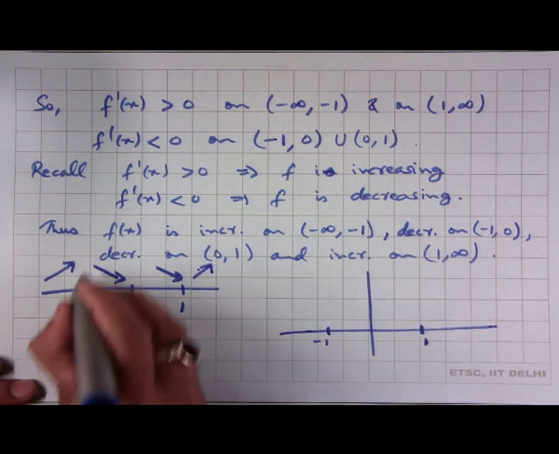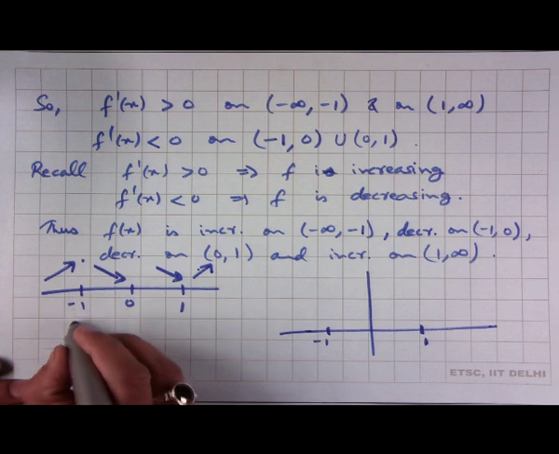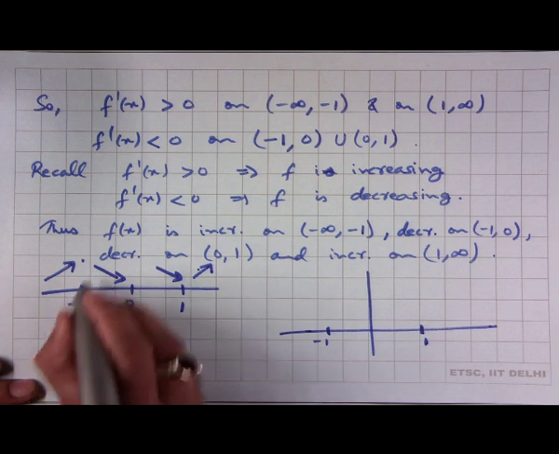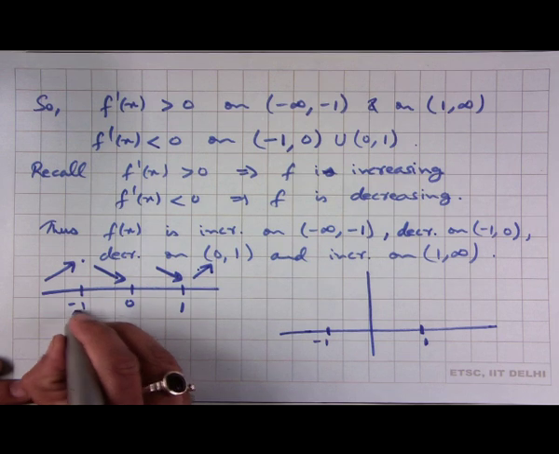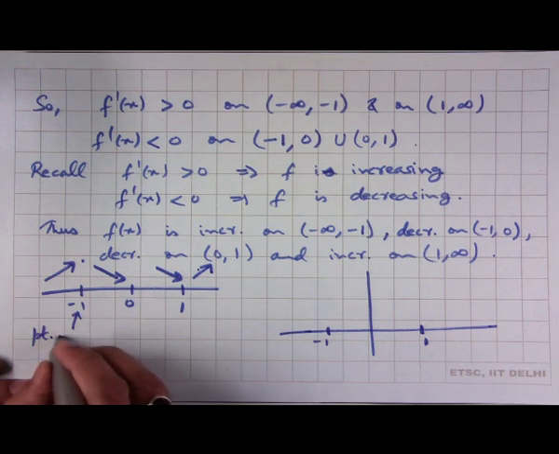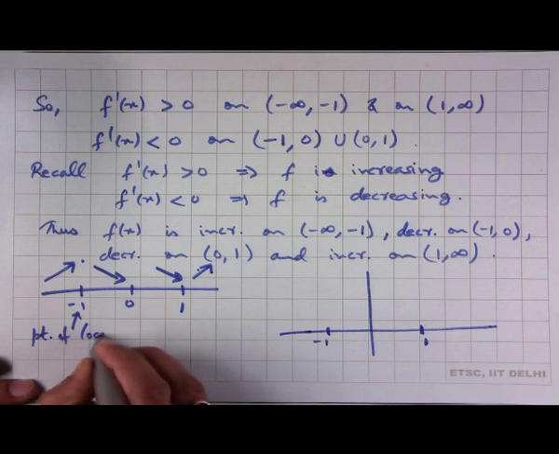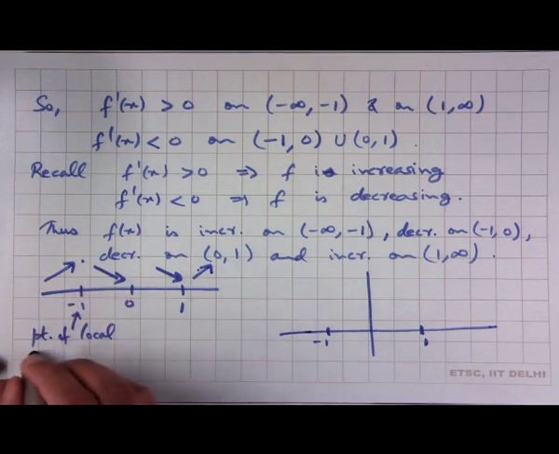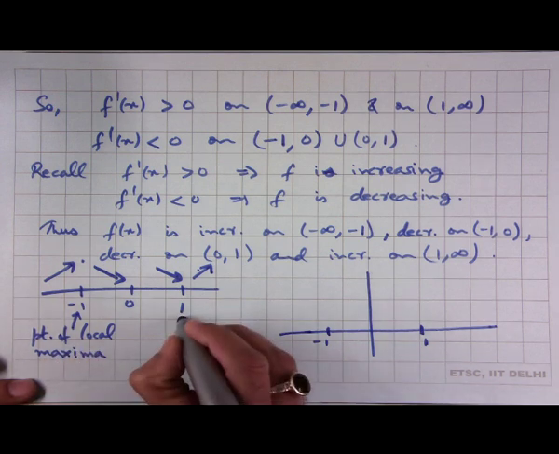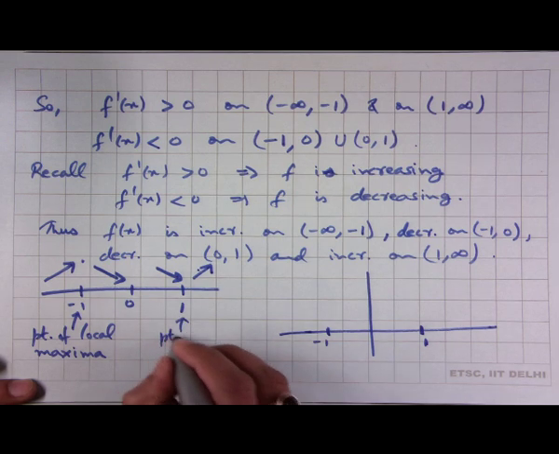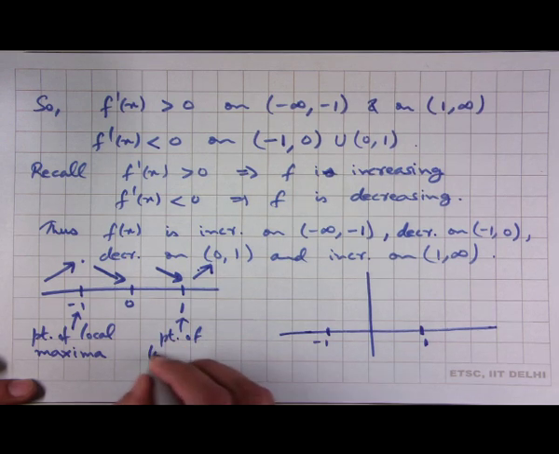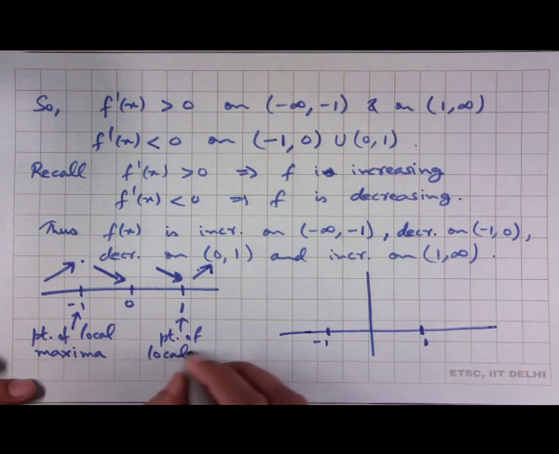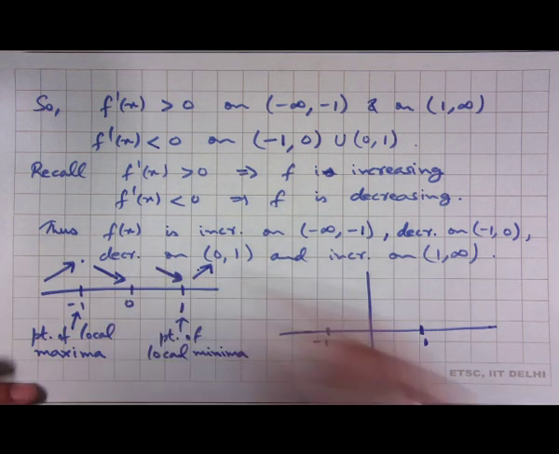This means that this point at minus 1 we have, this is a point of local maximum and 1 is point of local minima. So, this first derivative test, it tells you what happens to the function.